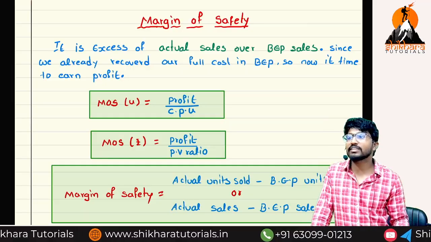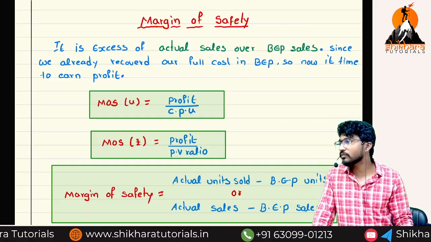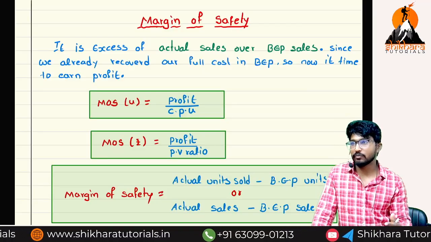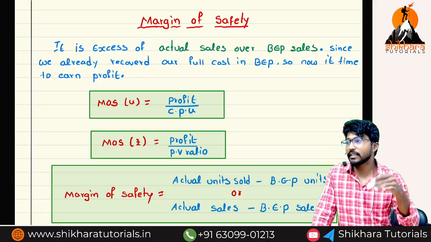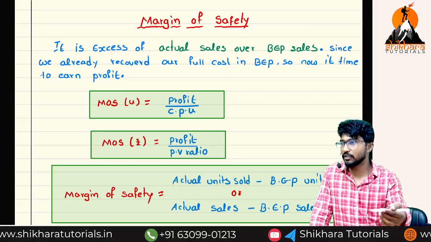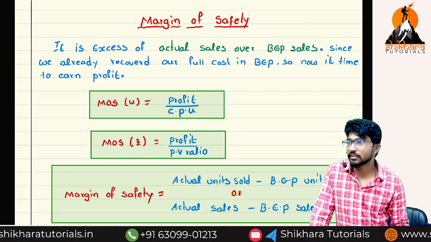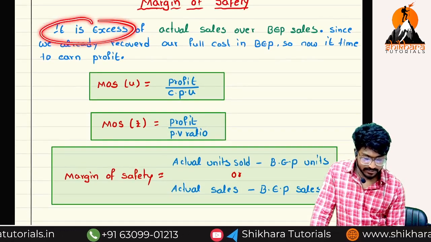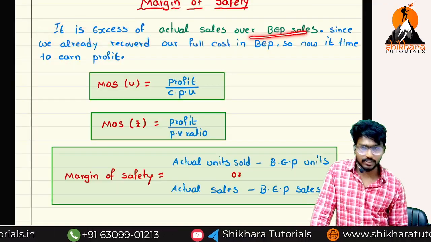For example, my break even sales is 9,000. What is my margin of safety? 1,000. So whatever amount is left over and above BEP sales, that is margin of safety. Whatever amount of units left after BEP units, that is known as margin of safety. It is the excess of actual sales over BEP sales.